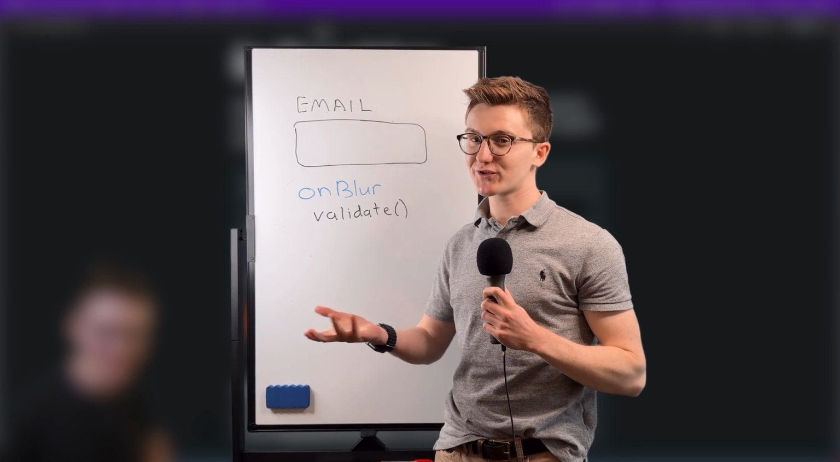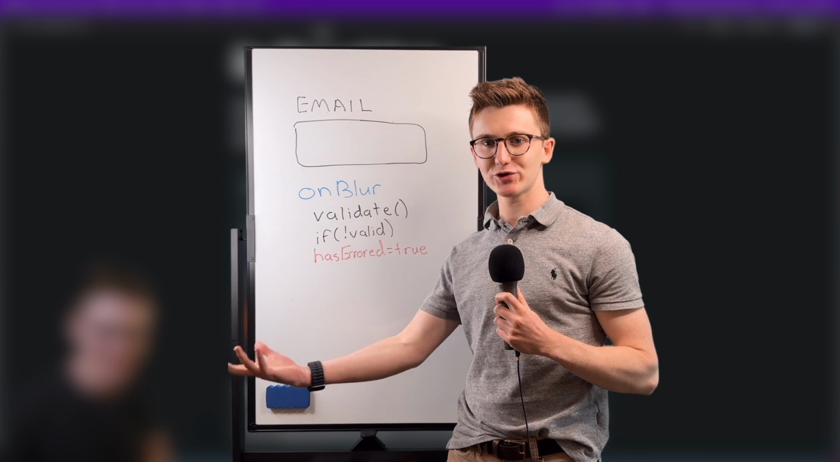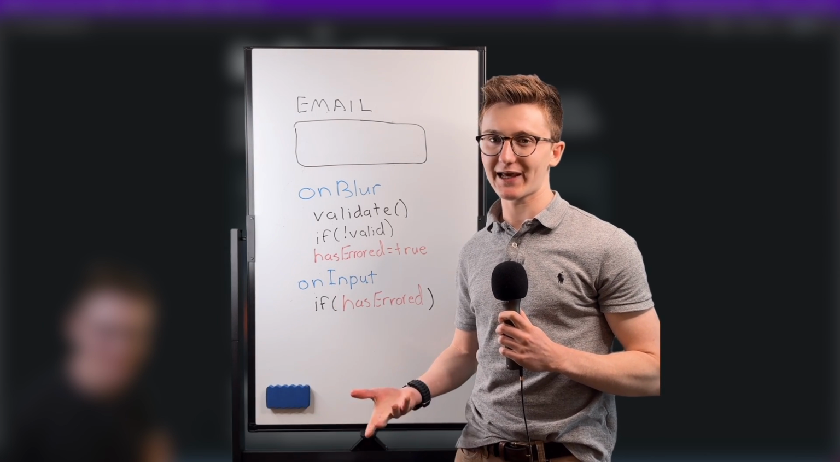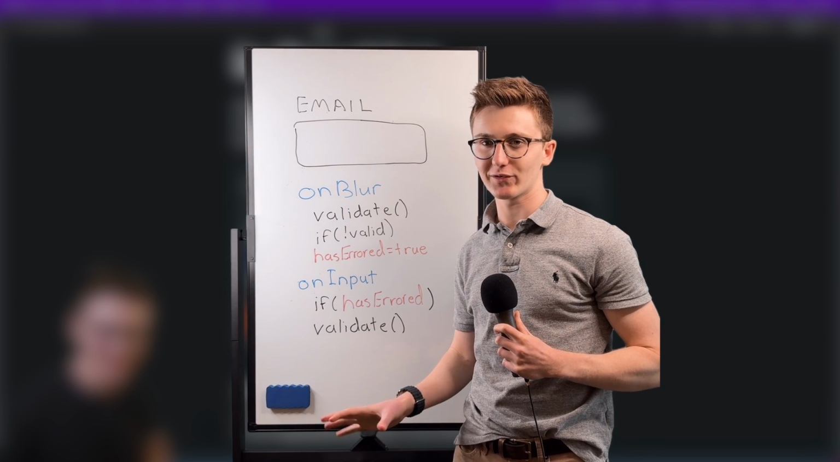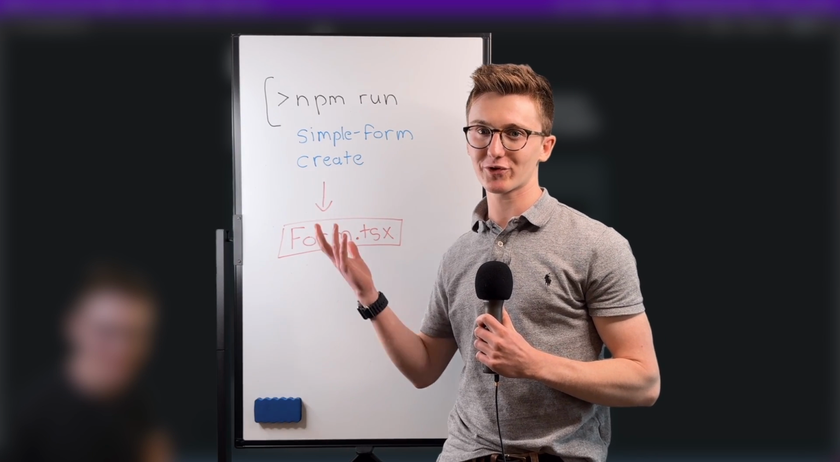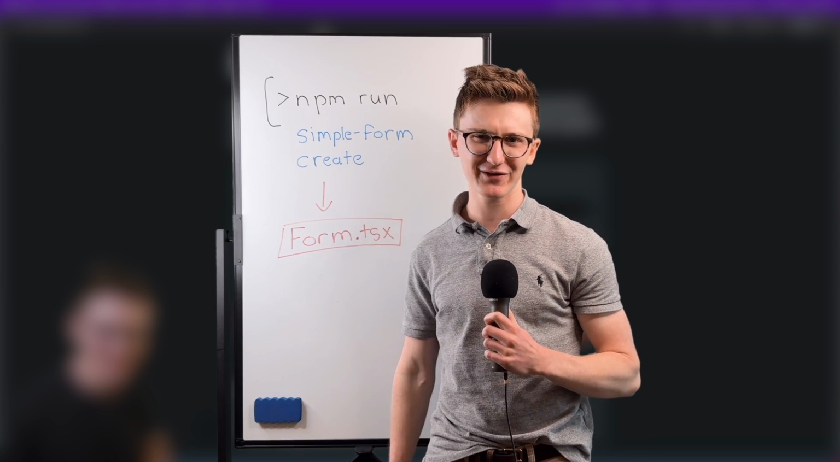So our pseudocode looks something like this. On blur, validate the form, and if it's invalid, track that it has errored before. Then on input, check if it has errored. Then we can enter our live validation mode. But you don't have to write that code. You can run simple form create to generate a form with all that code in your project. Let's see how that works.